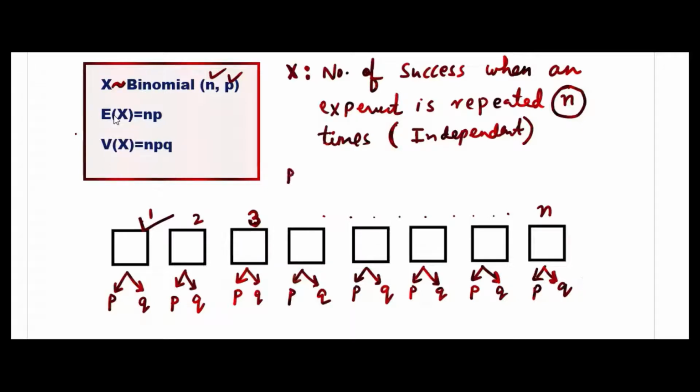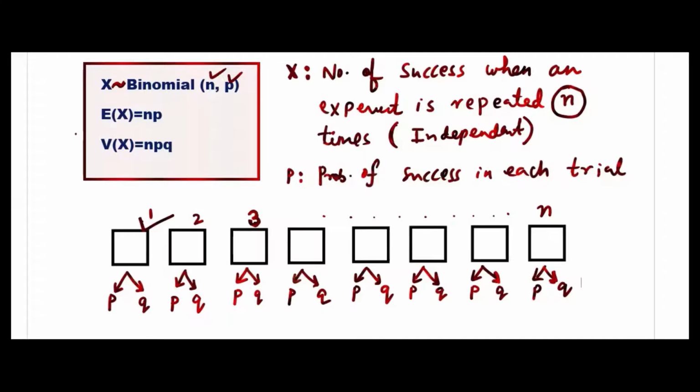So how can I write P? P is the probability of success in each trial. P will not change, it will remain constant because the trials are independent, when an experiment is repeated n times independently. That's why I have written independent within brackets.